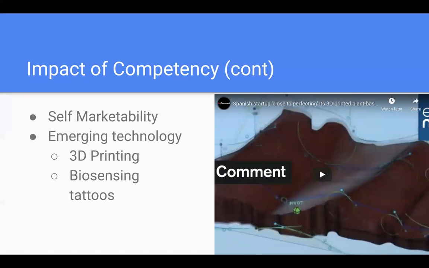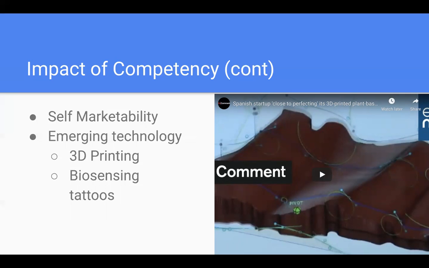Secondly, for self-marketability, as new dietitians coming up pretty soon here, hopefully, it's to our benefit to be up to date with current technology and to be quick learners when it comes to new software. And then there's also emerging technology, including 3D printing and biosensing tattoos.